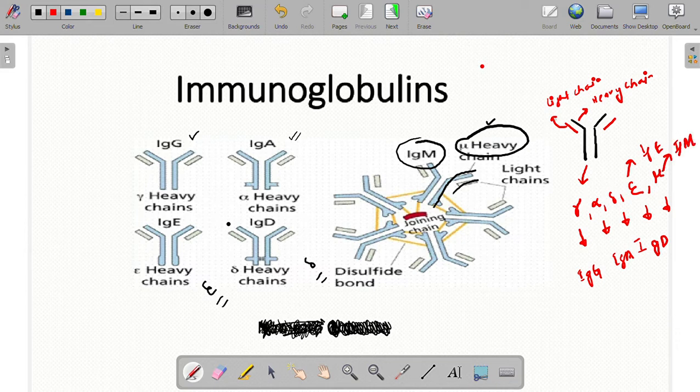Similarly, the light chain contains one variable region and one constant region. So this is called VL and CL. The heavy chain also contains one variable region and three constant regions. So this is the basic idea about the immunoglobulins.